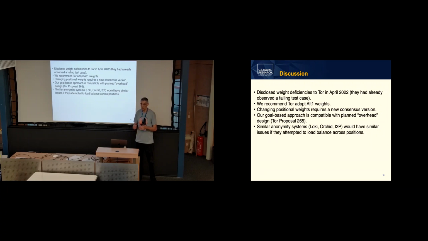And while this is a very Tor-centric paper, and we were starting from Tor, similar anonymity systems like Loki or Orchid or I2P would have similar issues. They make 3-hop circuits. They have limited relays that can start in the first position and the last position. And if they tried to load balance, which they are doing in the way that Tor does, generally, they would have similar issues. And so our solutions could be applicable to those systems. So that's what we found, and thanks for your attention.